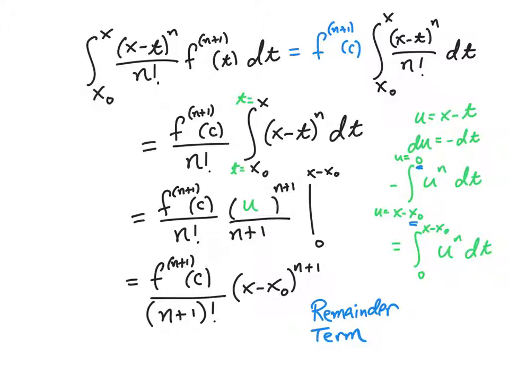Again, imagine if you had 4 factorial and you had a 5 here. Then 4 factorial times 5 gives you 5 factorial, for example. So n factorial times n plus 1 gives you n plus 1 factorial. This is the derivative term that we get from the integral mean value theorem. And I just integrated this polynomial here, and we get x minus x naught to the n plus 1. And this is the remainder term for the Taylor series. All right, good luck.